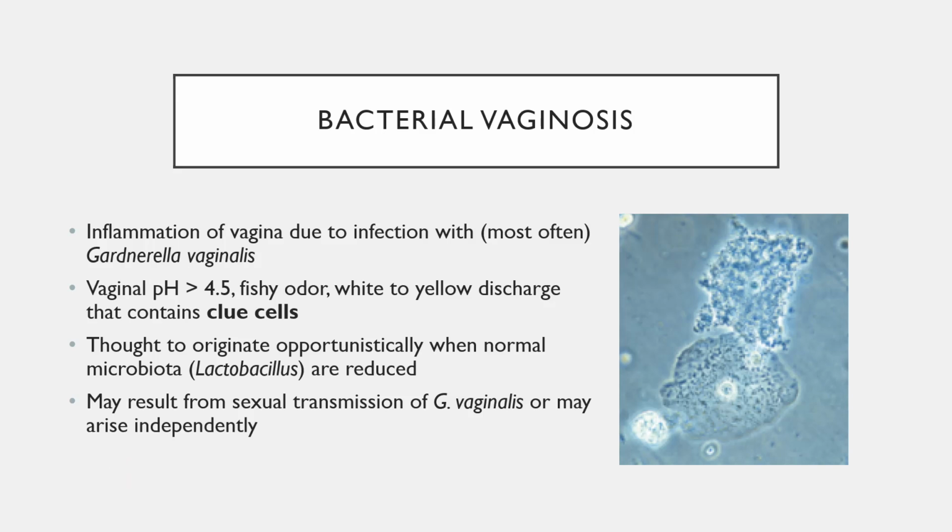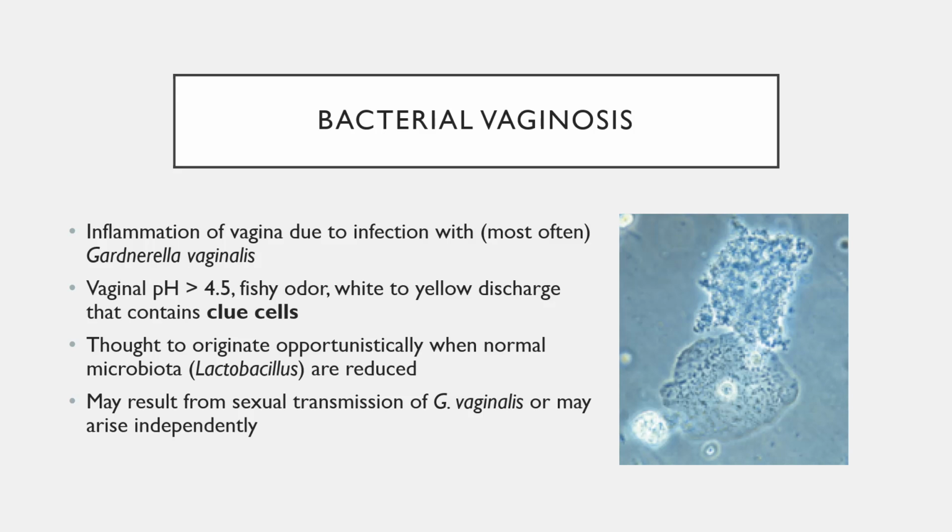Unlike the other infections that we've looked at, bacterial vaginosis is not necessarily sexually transmitted. Instead, it's thought to originate opportunistically when the normal microbiota of the vagina, namely the lactobacilli, are reduced due to a variety of causes. This can include broad-spectrum antibiotic treatment. It can include the hormonal changes that accompany pregnancy, as well as diabetes. All of these diminish the normal lactobacilli in the vagina and make it possible for other members of the microbiome, particularly Gardnerella vaginalis, to opportunistically take over.